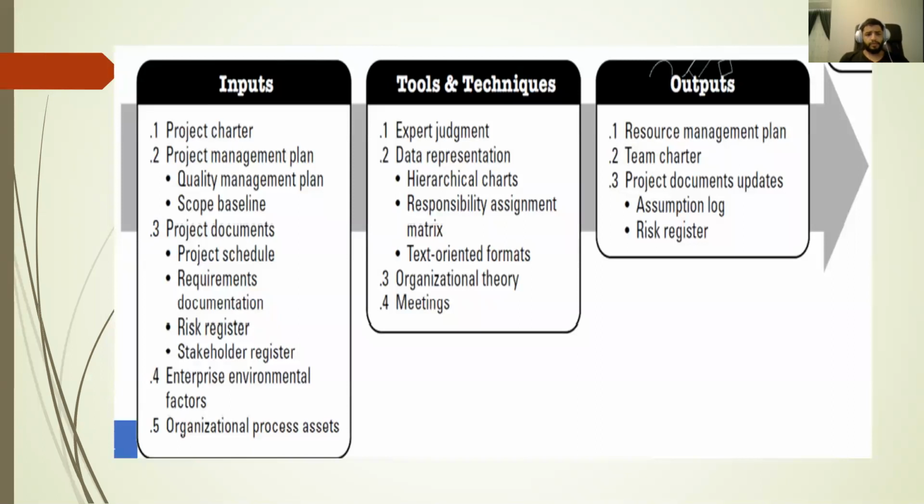Also here, the input is the project charter, project management plan, which includes quality management plan and scope baseline, project documents, which also include project schedule, requirements documentation, risk register, stakeholder register, enterprise environmental factors, organization process assets. The tools and techniques: expert judgment, data representation. Here we have hierarchical charts or responsibility assignment matrix or text-oriented formats. Number three, organization theory, and number four, meeting. Output from this is resource management plan, team charter, project document updates, which include assumption log and risk register.